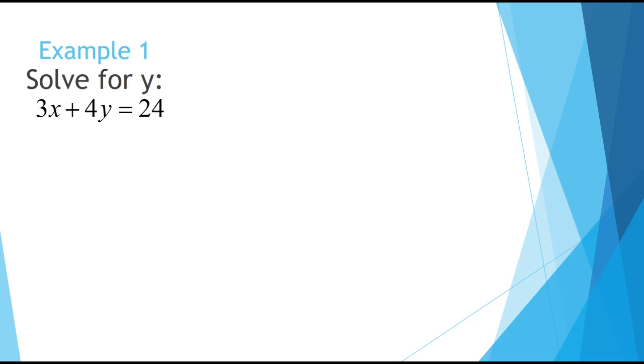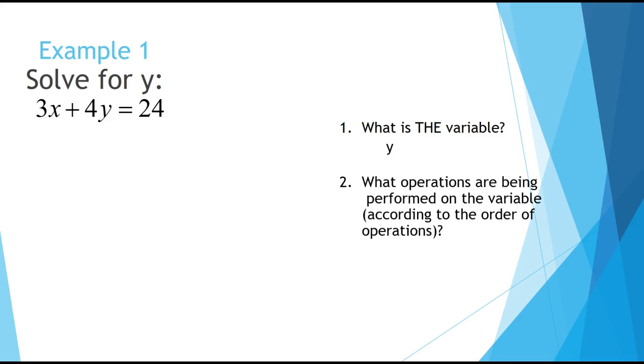Let's take a look at 3x plus 4y equals 24. What is the variable? There's 2. What's the variable that we're solving for? We're solving for y. So keeping in mind that we're solving for y, what operations are being performed on y according to the order of operations? Well, there's an addition and there's a multiplication. According to order of operations, we're multiplying by 4 first, and we're adding 3x.